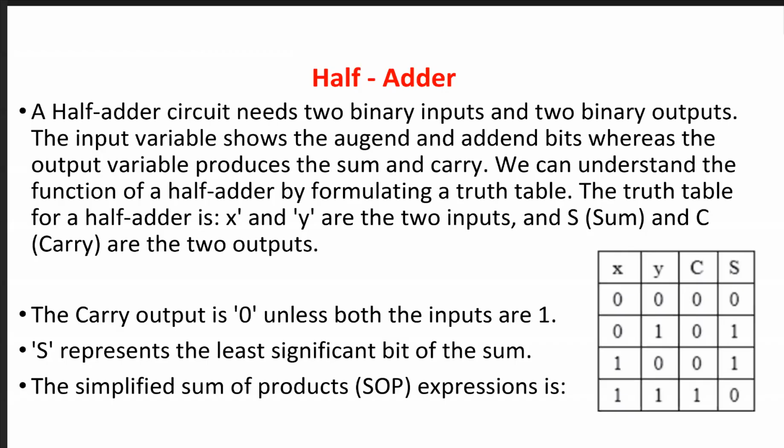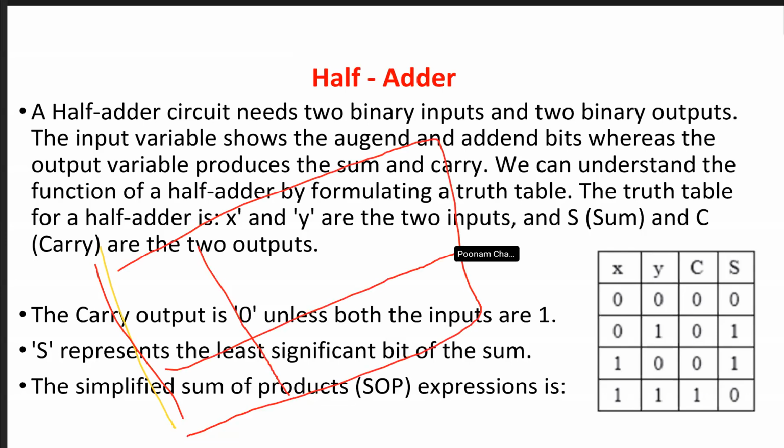Okay. Now, if I tell you to draw the K map and then find out the expression for S and C. You have two variables, so two rows and two columns will be there. Take X and Y. Two rows, 0, 1, and two columns, you can take X and Y as 0, 1, 0, 1.